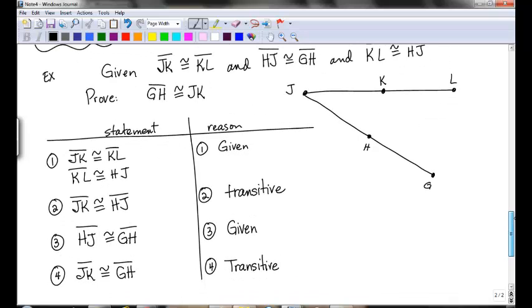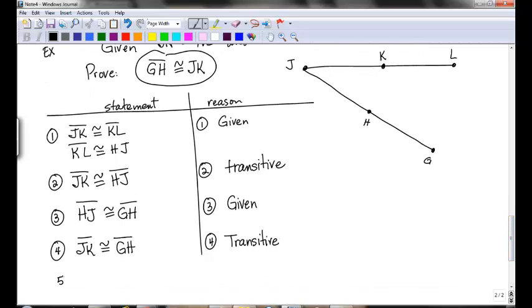We're trying to get, look at what we're trying to get to. How close are we? Yep. Symmetric property. Turn it around. So we'd have GH is congruent to JK. And that is symmetric property. Symmetric says if A equals B, then B equals A. Same idea. So it's JK is congruent to GH, then GH is congruent to JK by symmetric. That gives you a few more examples on the properties.